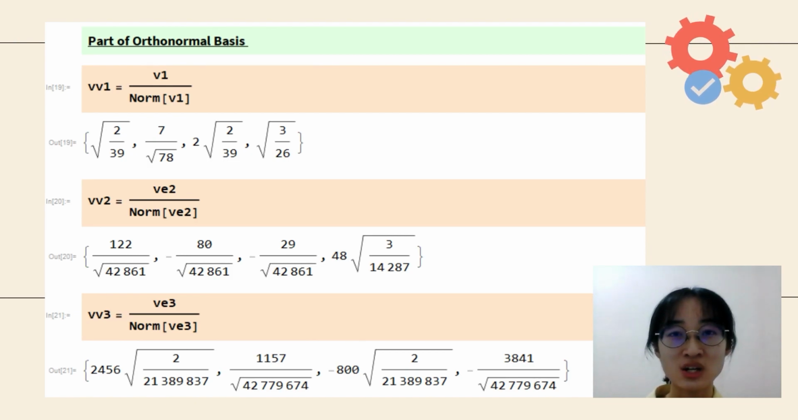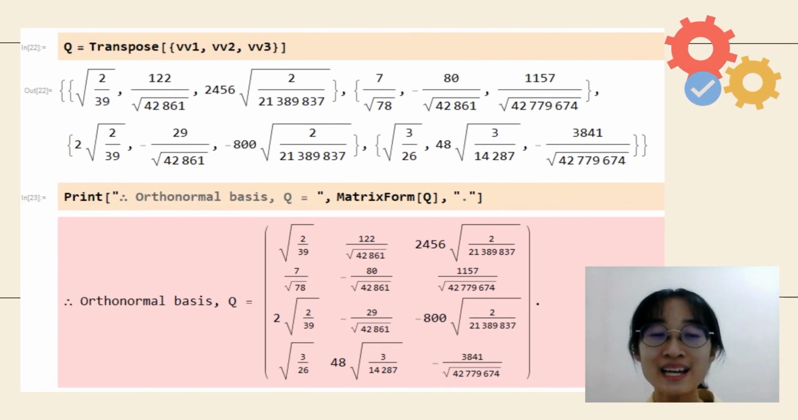So I will discuss the coding of the orthonormal basis. Calculate each of the unit vectors by using the formula in terms of code, where we set them as VV1, VV2, and VV3 as shown in the figure. In the end, we transpose them to become the orthonormal basis as capital Q, and the solution is shown in the pink region.